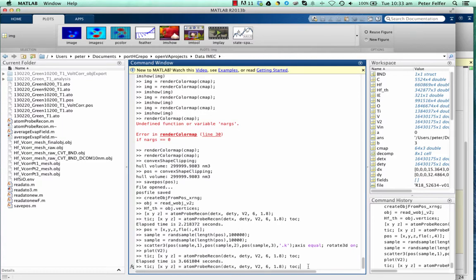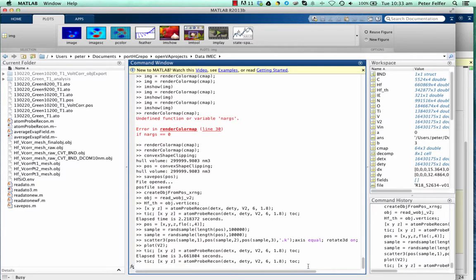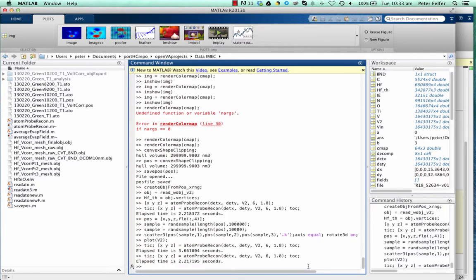Let's do that faster. Maybe my computer was a bit busy. Anyway, yeah, about 2 seconds. If you do an optimized reconstruction, I have other protocols that look a little bit more complicated but run faster. You can easily do a dataset like that in a fraction of a second. Anyway, that's the simple one. And it runs in 2 seconds.